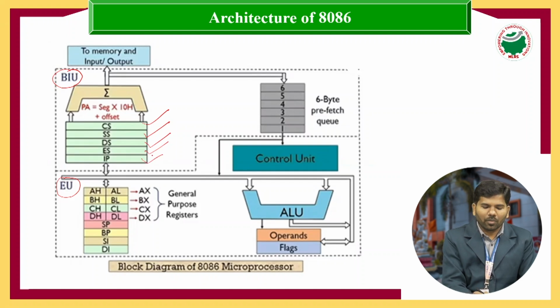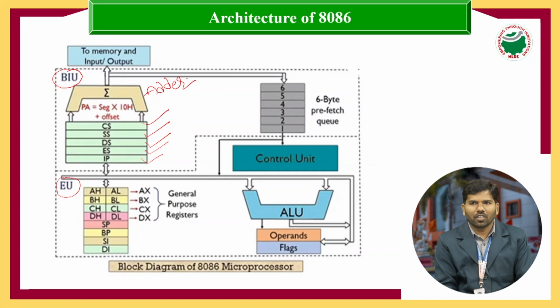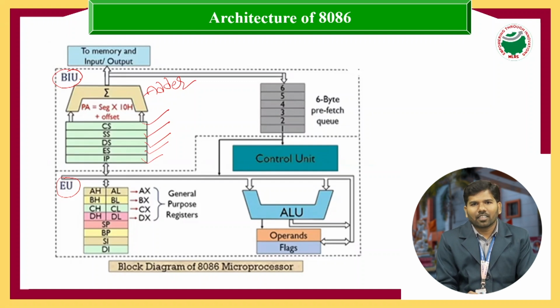So along with the segment registers, it also consists of an adder or summer. This is the adder or summer. The main purpose of the bus interface unit is to fetch the instruction from the memory. For that, the bus interface unit will generate a physical address. So what is the physical address? The address generated by the processor is the physical address.